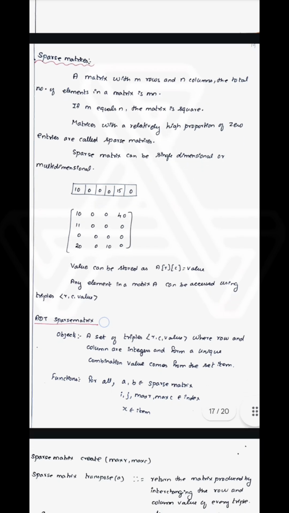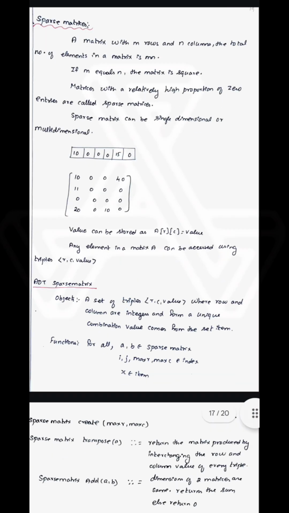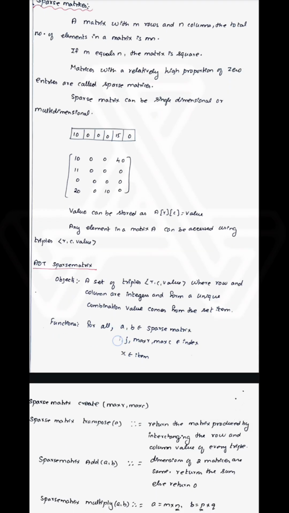A matrix with m rows and n columns. The total number of elements in a matrix is mn. If m equals n, the matrix is square. Matrices with a relatively high proportion of zero entries are called sparse matrices. A sparse matrix can be single dimensional or multi-dimensional.